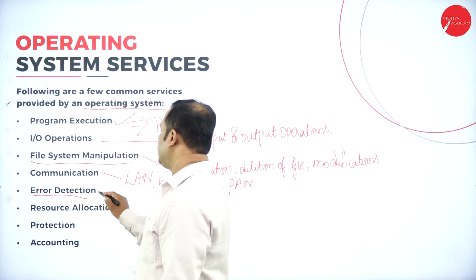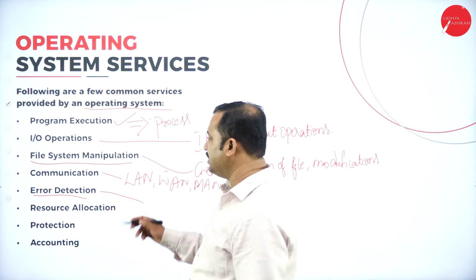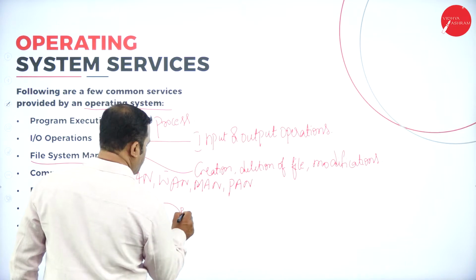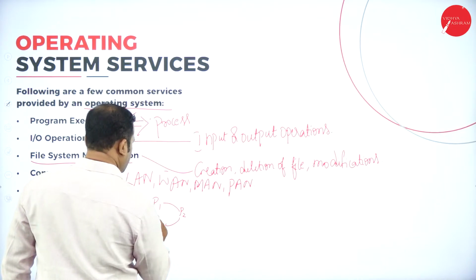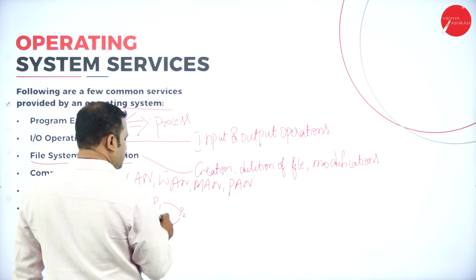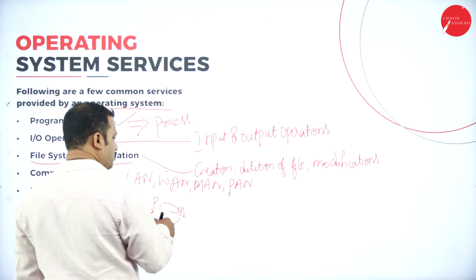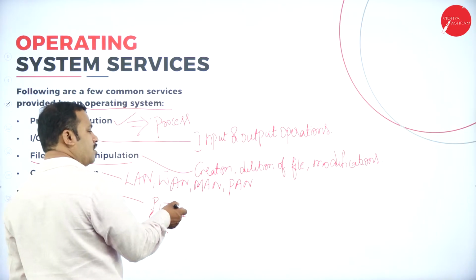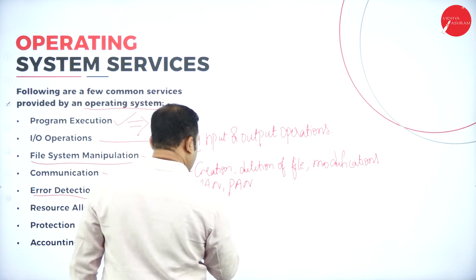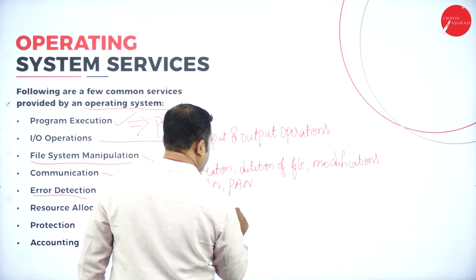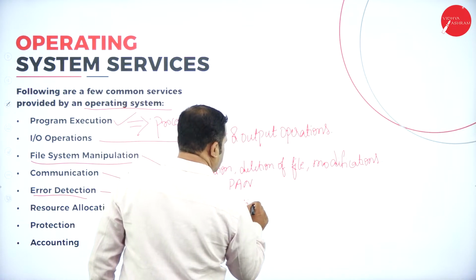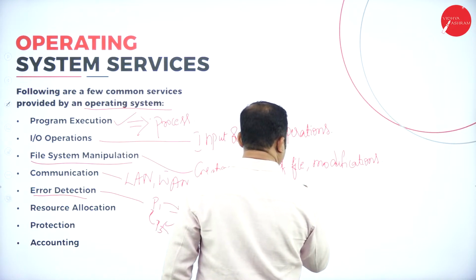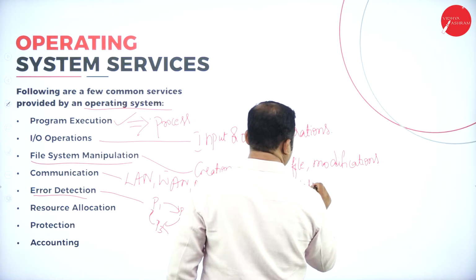Then we have error detection. Suppose there is a deadlock, that means P1 is waiting for P2, P2 is waiting for P3, P3 is waiting for P1, then there is a deadlock, because each of these processes is waiting for one another. That is called a deadlock, also called an error detection. This is done to check whether the system is in a safe state or unsafe state.